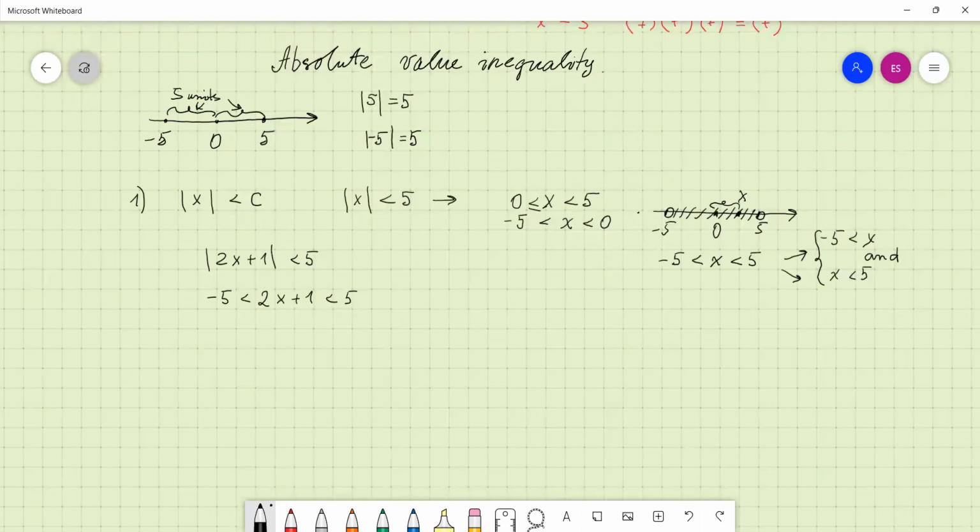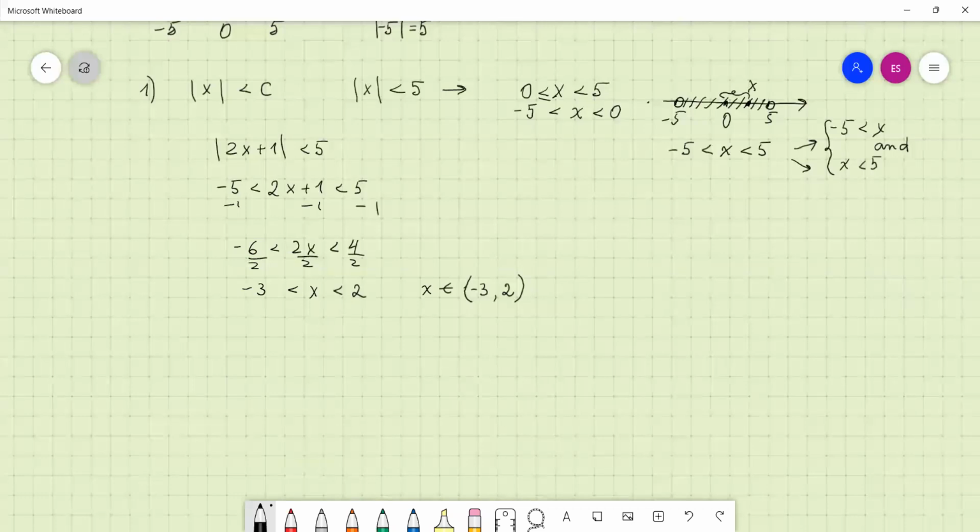So I'm going to subtract 1 from both sides: -1, -1, -1. So it's -6 less than 2x less than 5 minus 1, which is 4, right? Let me erase 4. Now I'm going to divide by 2, just eliminate the 2 from x. Then I'm going to get -3 less than x less than 2. And my final answer is going to be x belongs to (-3, 2), both parentheses, right? So that's a typical inequality we solved.